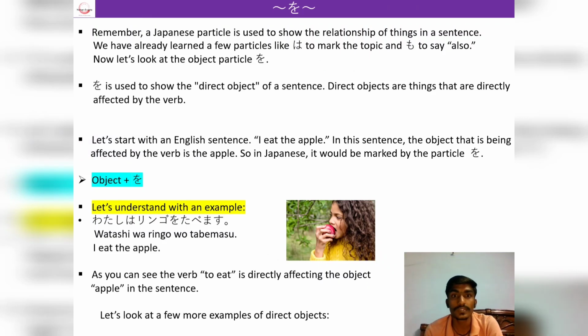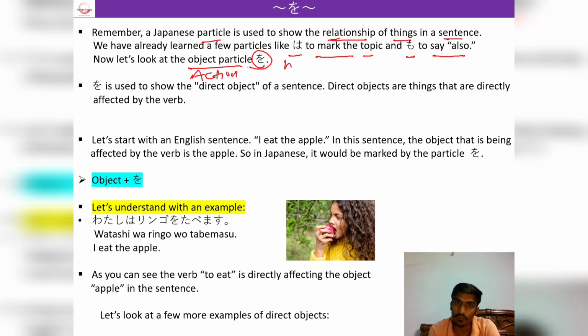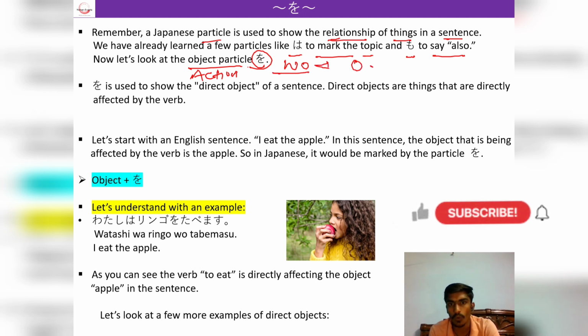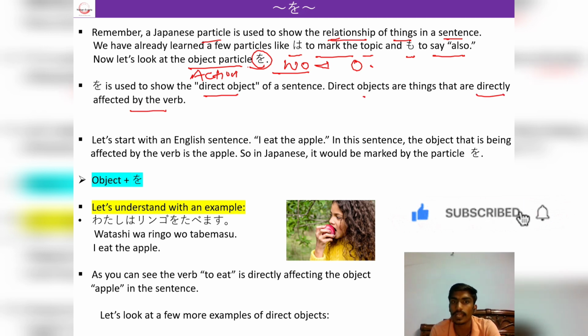So guys, we already know that particles are used to show the relationship of things in a sentence. We have already learned a few particles, like the wa particle, which is used to mark the topic, and the mo particle, which is used to say "also". Now we are going to learn the object particle or action particle, which is o. We will write it "wo", but we will pronounce it "o". This is used to show the direct object, where objects will be directly affected by a verb. That's why I'm saying action particle, because whenever we use this particle, there would be some action.